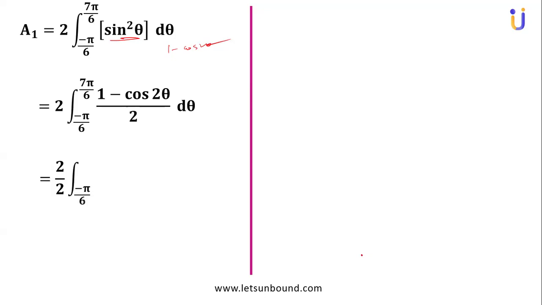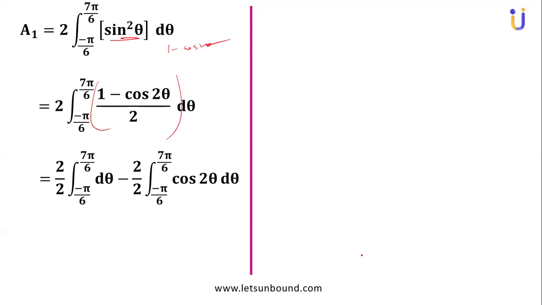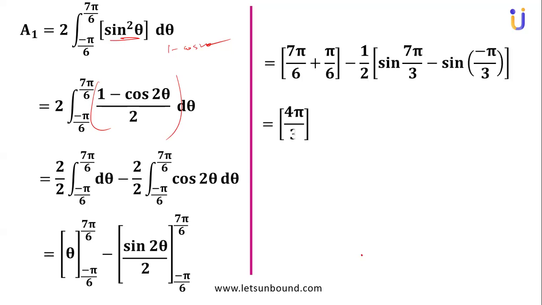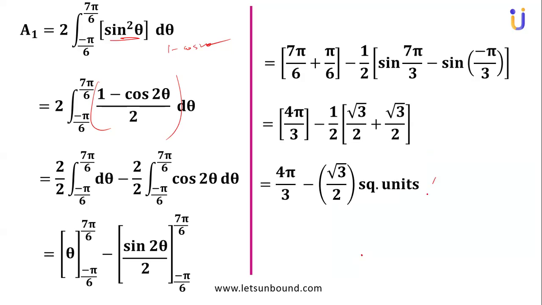Now, first area: 2 times the integral from minus pi by 6 to 7 pi by 6 of sine square. We don't know this sine square form, so we use 1 minus cos 2 theta. I expressed this differently, then applied integration to each term, basic integration here, and we got this as an answer. So make sure you're doing it properly. So this is the first part.